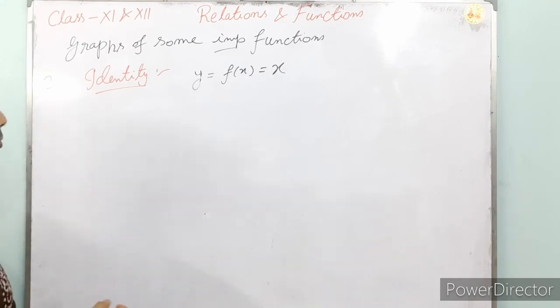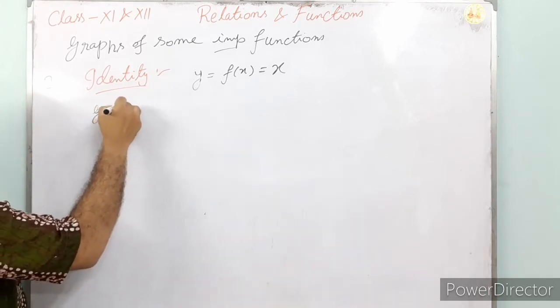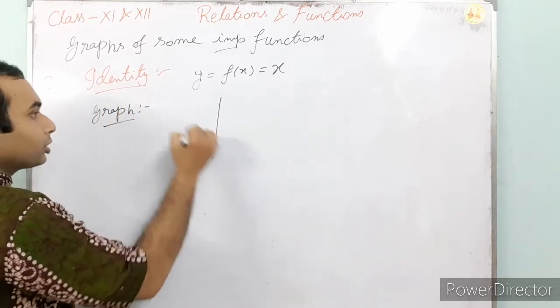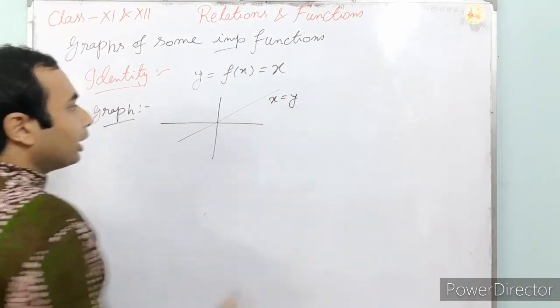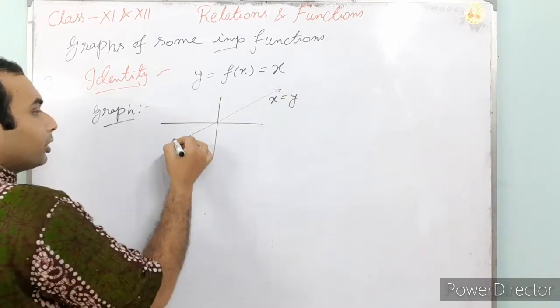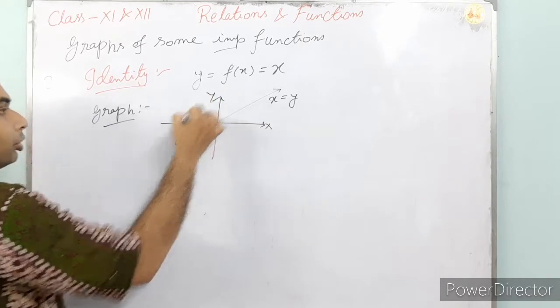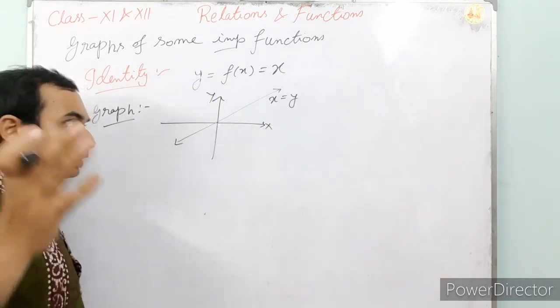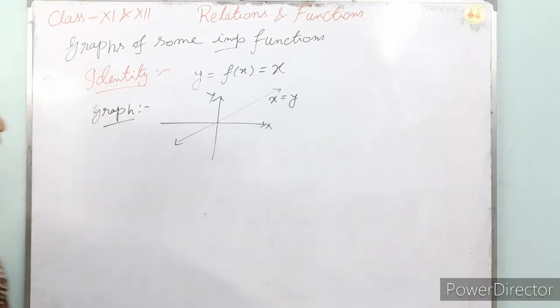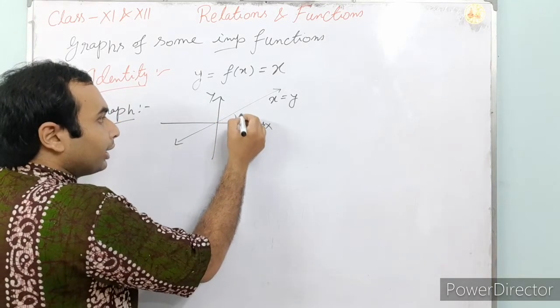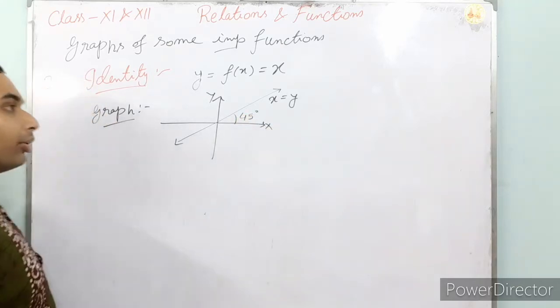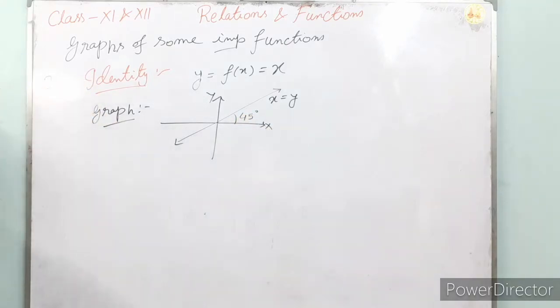Now what will be the graph? That means the x equals y line is the graph. So this is the graph of the identity function. It is very easy. At class 9 only you have learned this, so I am not going into details. One thing you have to keep in mind: the angle will always be 45 degrees here, for the line x equals y.